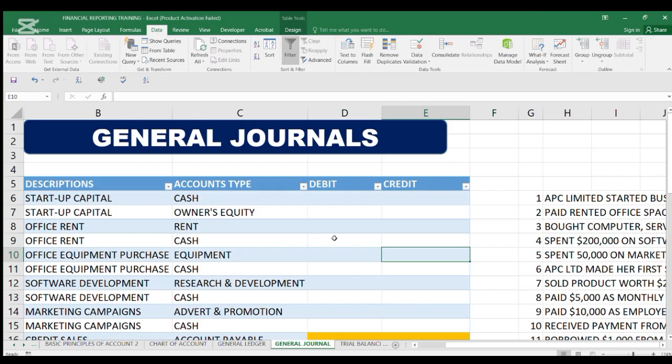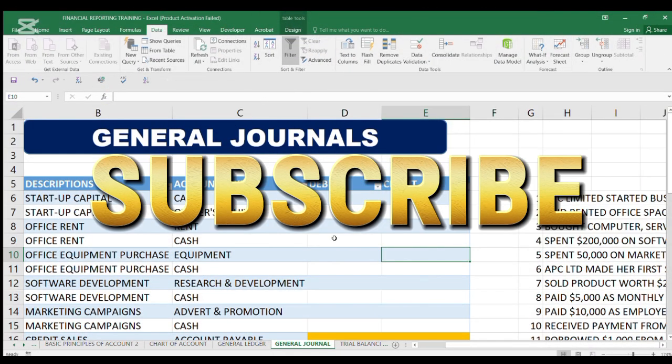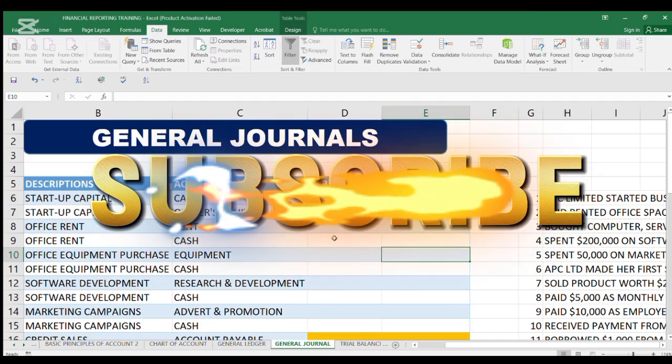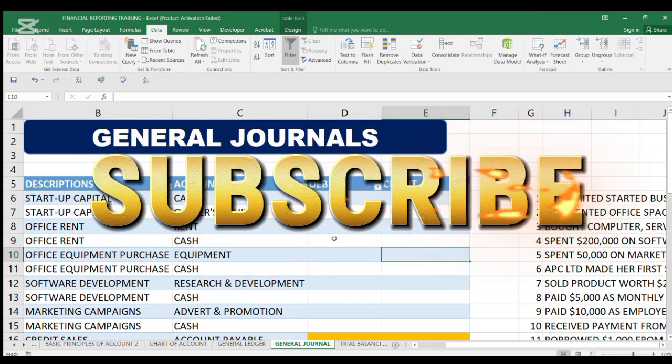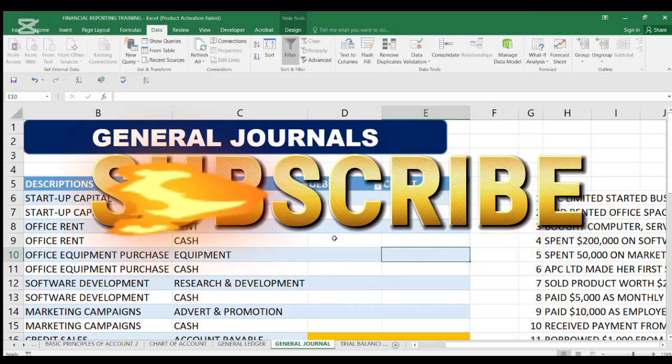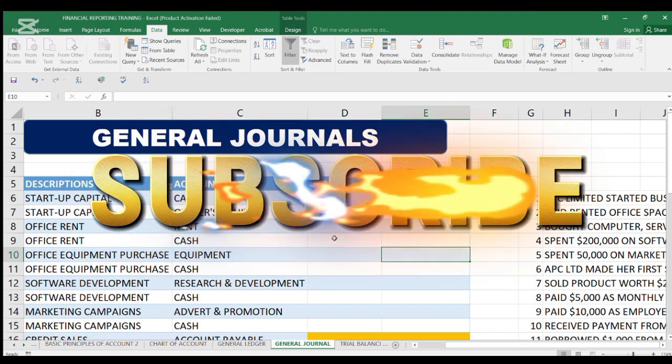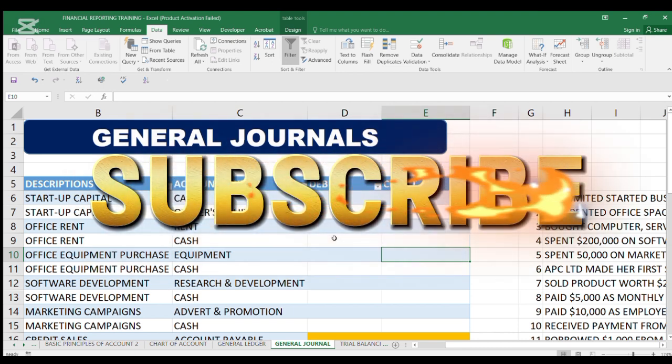Let's assume that the owner of this company is your client. Here with me I have APC Limited who started a business with $1 million. This person starts a business with $1 million. In the course of this business commencement, he paid rent at 5,000 US dollars. He bought computer and other office equipment at $50,000. He spent $200 on software development and testing. He spent $50,000 on marketing campaign.